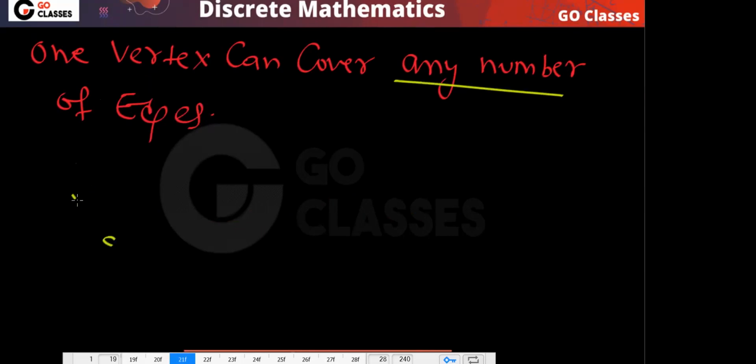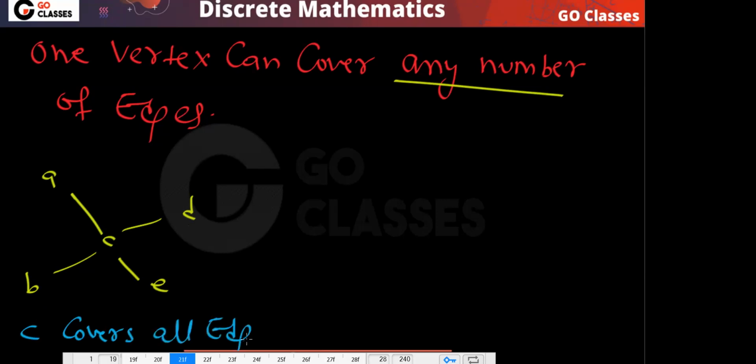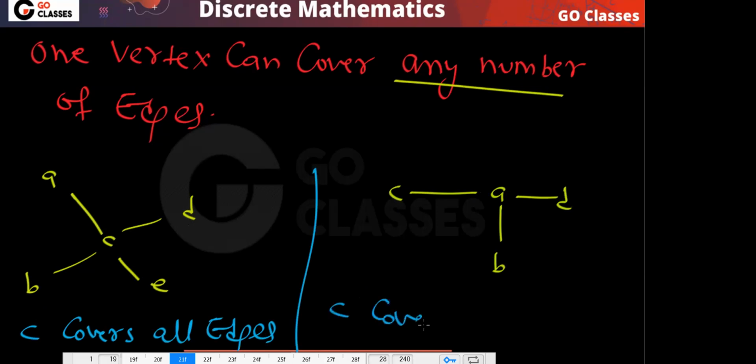For example, here you can notice this C, A, B, D, E. Here this C is covering all the edges. This vertex C covers all edges. And here you can notice this C, A, B, D. Here how many edges is this C covering? C covers only one edge. Okay. So basically, this is the idea.